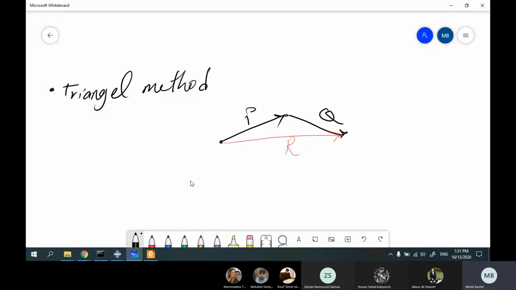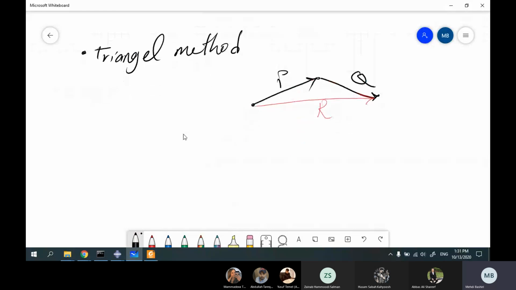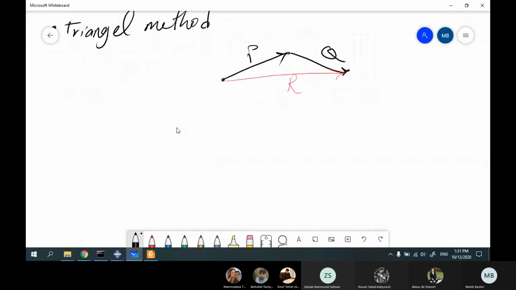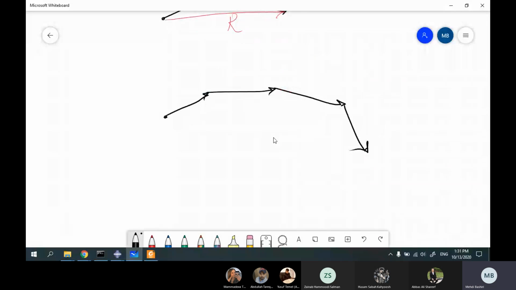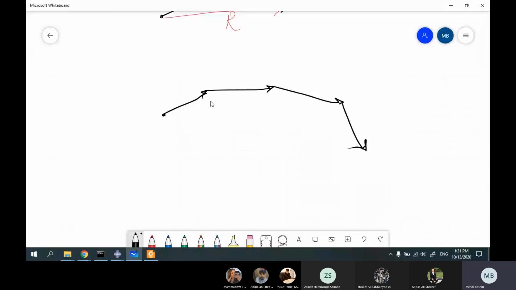In the triangle method, it doesn't matter how many forces you have. For example, many forces like this. As long as they follow this arrangement, that means one of them starts from the end of the other one in a row like this, the final summation is this.